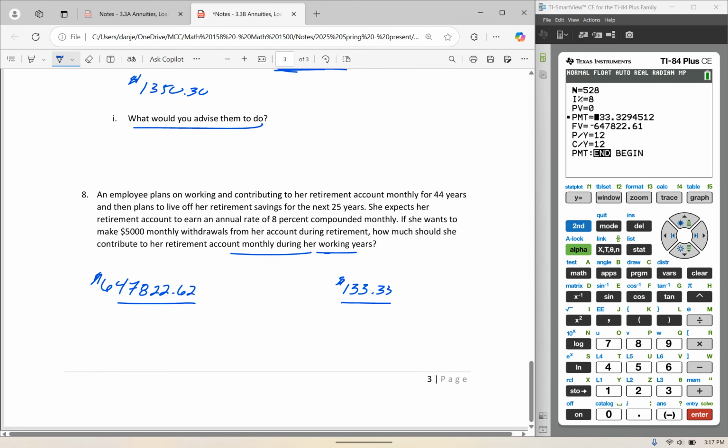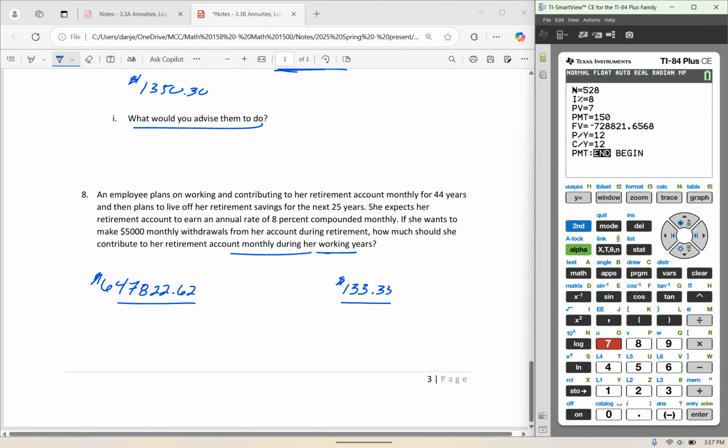I like to overthink some of these problems and kind of spin it around and say, okay, what if she says, $133 a month, that's really not that bad. I could up that to $150 a month. Okay. Well, what if she popped it up to $150 a month? What would the future value of that investment be? Notice that investment is now up to $728,000.